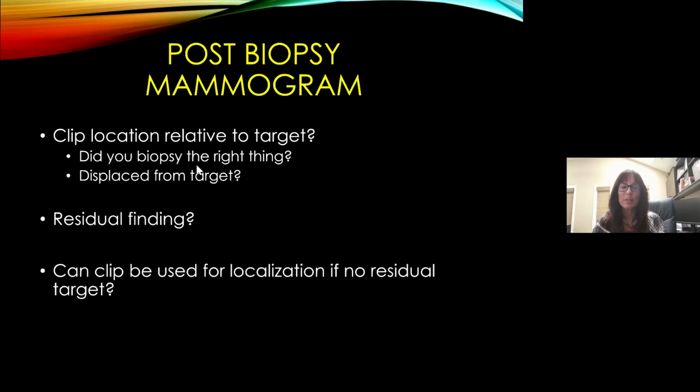Also important to consider on the post-biopsy mammogram is whether or not you biopsied the right thing. Sometimes patients have multiple groups of calcifications, and on the biopsy table, it can be a little bit confusing. So it's always important to look at the placement of the clip following biopsy to confirm that the correct group has been biopsied.